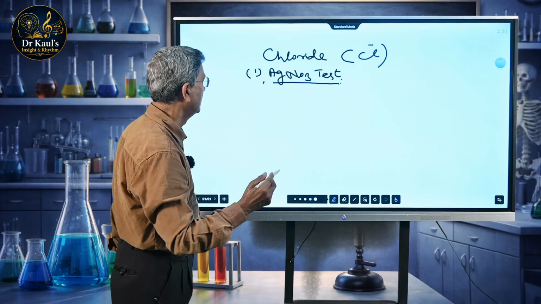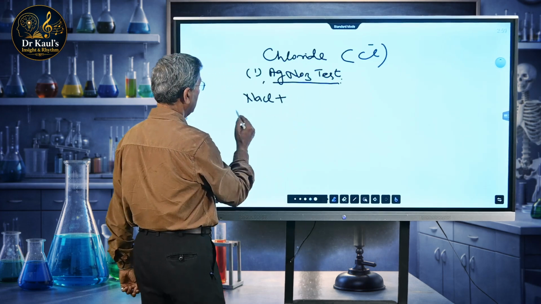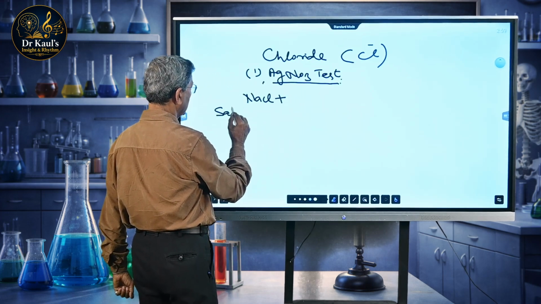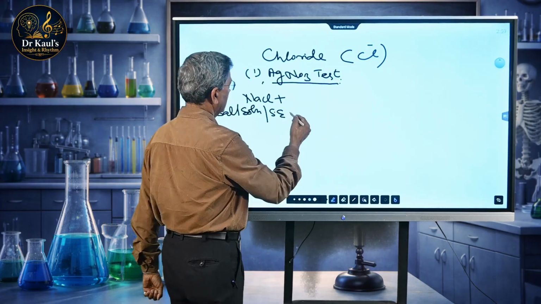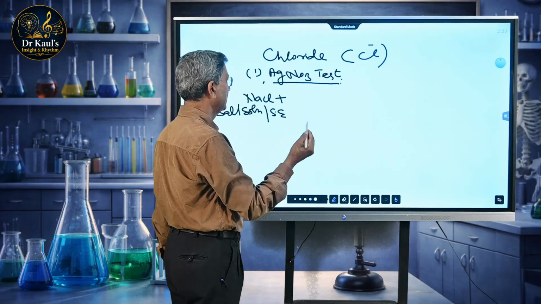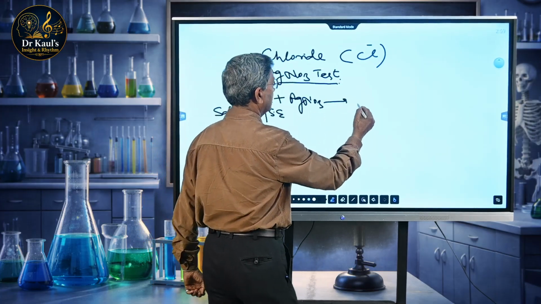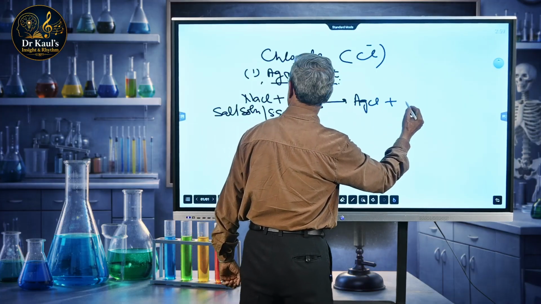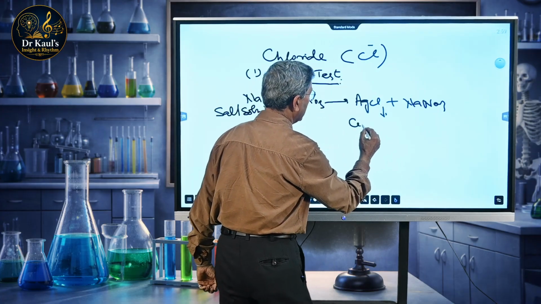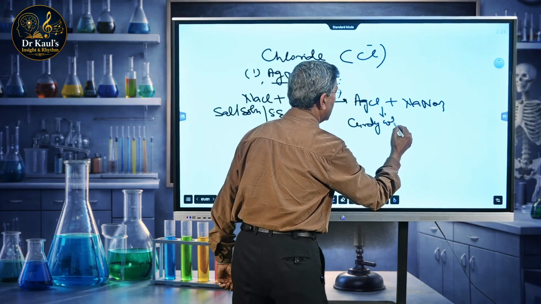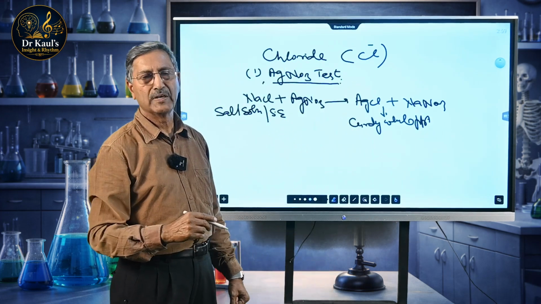How does it happen? Suppose we have sodium chloride, present either in salt solution or sodium carbonate extract. After acidifying it with HNO₃, we add silver nitrate solution into it, and we get the formation of AgCl plus NaNO₃, and this AgCl is a curdy white precipitate. This precipitate is soluble in ammonium hydroxide.